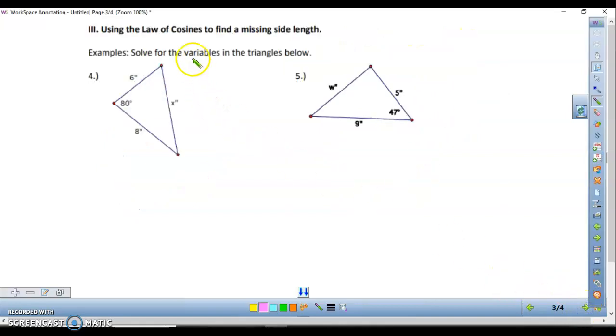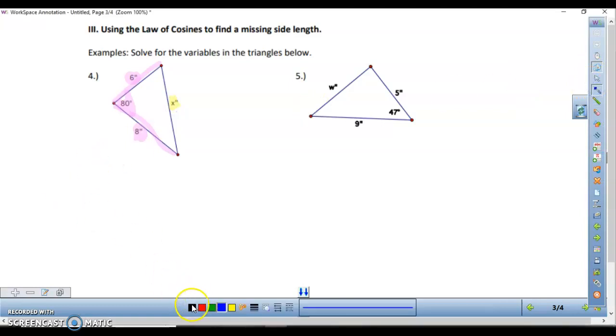All right, here we go. Solve for the variables in the triangles below, so we're trying to find missing side lengths using the law of cosines. The very first thing is, can you even use the law of cosines? To do that, remember, you need to know a side, which I know is 6, another side, which I know is 8, and the angle between them, which I know is 80. If I know all of that, then I can figure out what this third side would be.